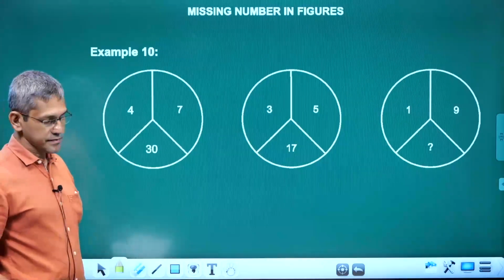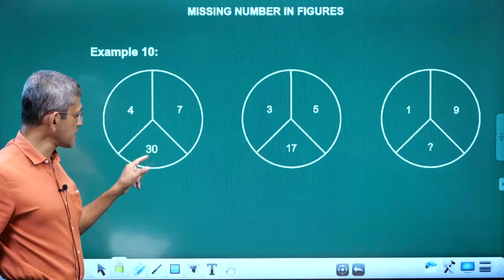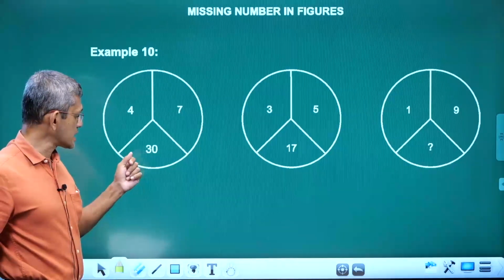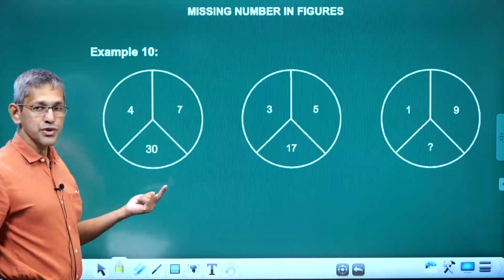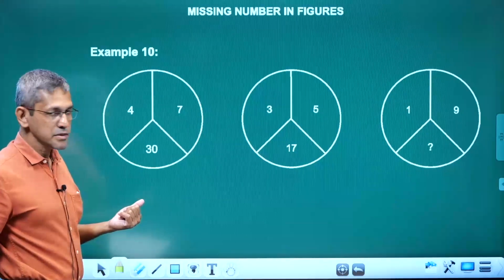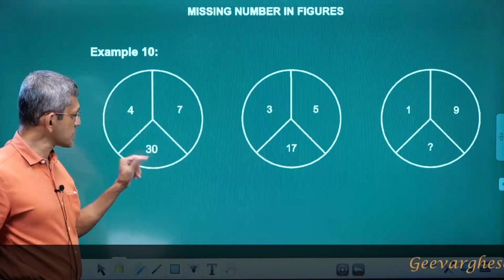Take a look at that one. So here 4, 7 and 30. So how do you get that 30 from 4 and 7? 4 plus 7 is 11 and this is 30. 11 into 2 is 22. So how do we get 30 from 22? Any other pattern possible? How about 4 into 7? That's 28. 28 plus 2, 30.